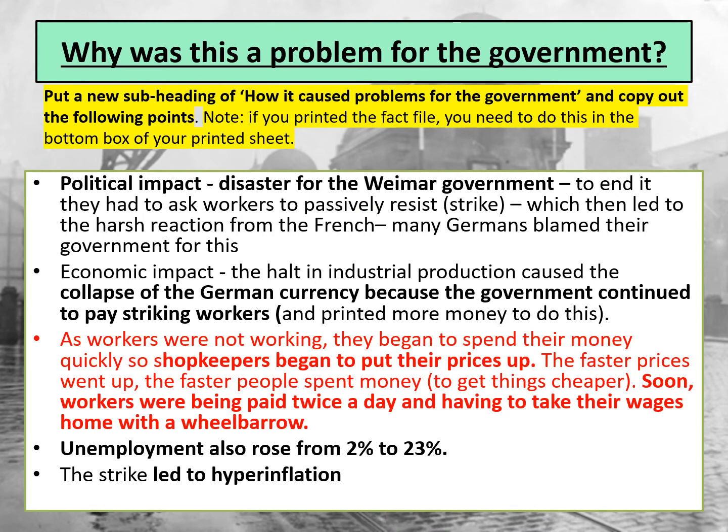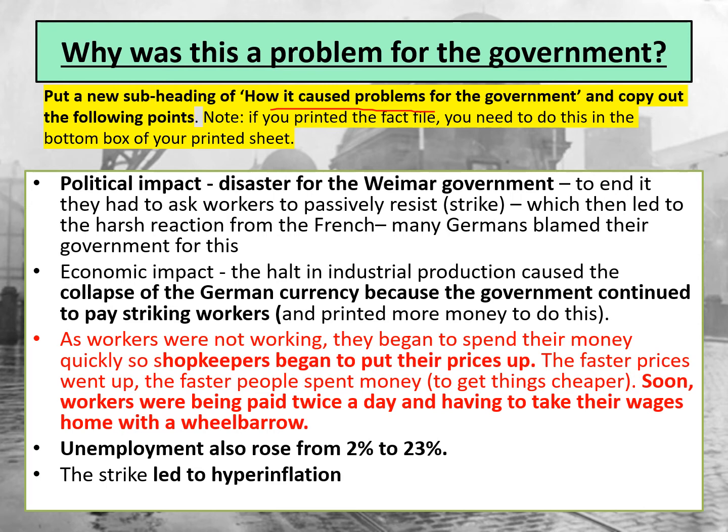Now what we're going to do is just have a look at some really key points about why this was a problem for the government. Now remember, this is the really key stuff that turns us from a grade 4 or 5 into those top grades of 6s, 7s, 8s and 9s. It's really important. So I'd like to put a new subheading of how it caused problems for the government, and then you need to copy out or make notes on the following points. Bear in mind that if you just did the fact file on lined paper, you need to just put this as a heading and write it down. If you printed out the sheet, there's a box for you to make these notes in. So let's talk through them.